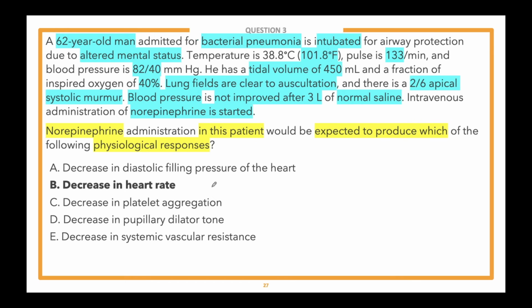Answer choice C, platelet aggregation. Alpha-2 adrenergic receptors can actually promote platelet aggregation when activated. So that would actually be the opposite.